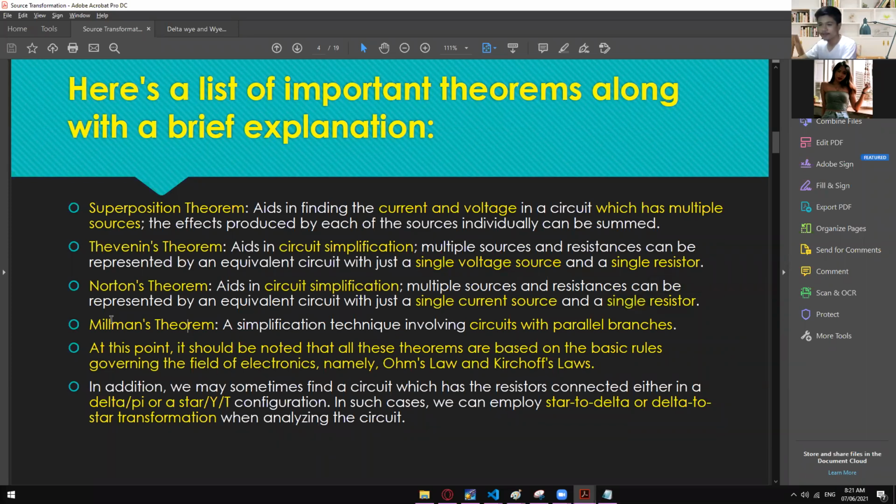All right, and then for Millman's theorem, we haven't discussed this one yet, so maybe next meeting or next week. This one is a simplification technique involving circuits with parallel branches.